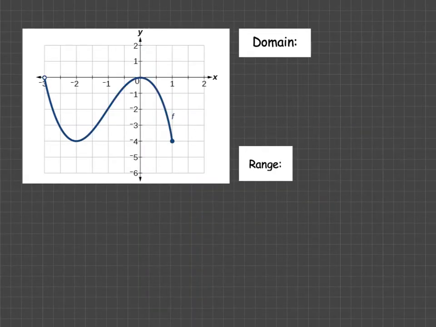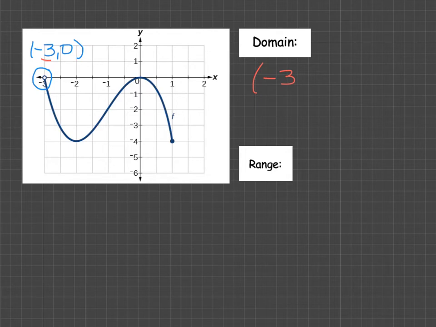Let's look at the graph of this function and determine domain and range. For domain, we want to find the smallest value that x takes on and the largest value. The smallest value is going to come from this point, and that point is (-3, 0). We want to pick out the x value, so the x value is -3. So we can say that the domain starts at -3. Because that point is open, it's not filled in, that means that we're not including that point. So when we write the interval notation, we're going to use a parenthesis for the -3.